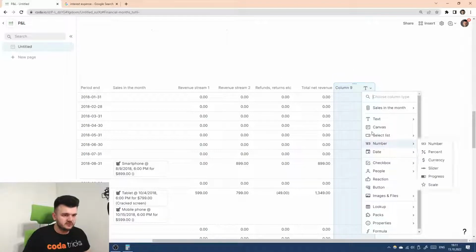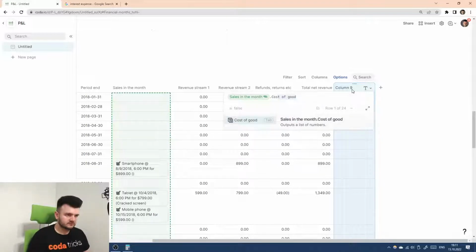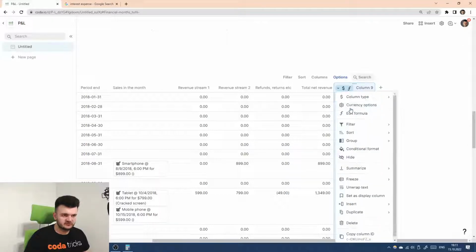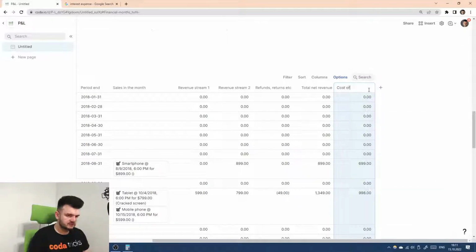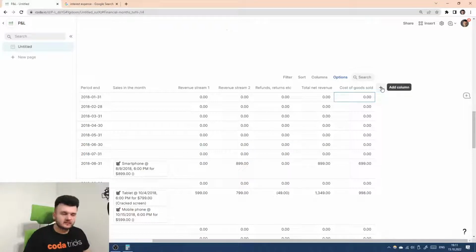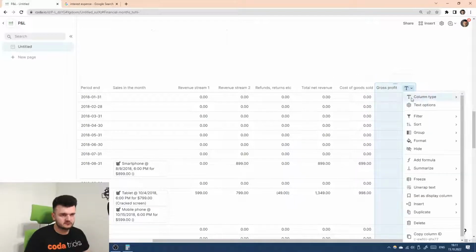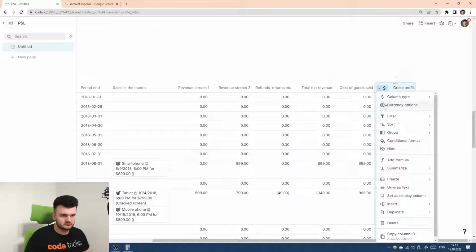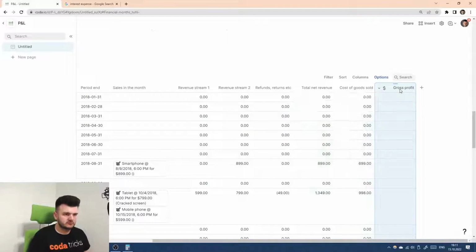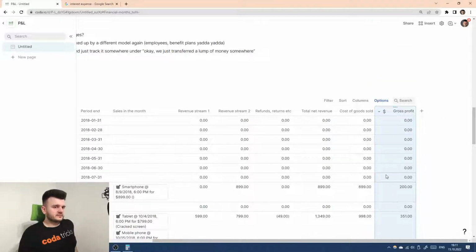Cost of goods sold: we can take all sales in the month, cost of goods, take the sum, currency, financial, cost of goods sold. Yes. Next, we have gross profit, which is total net revenue minus cost of goods sold. Right, so this thing is complete, the income.